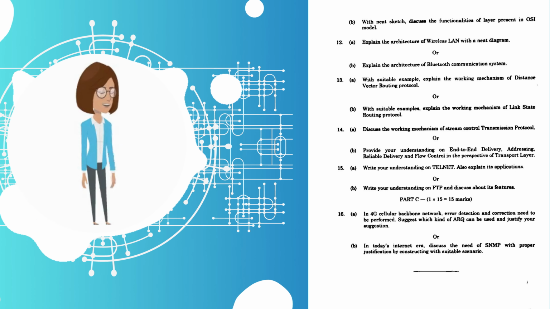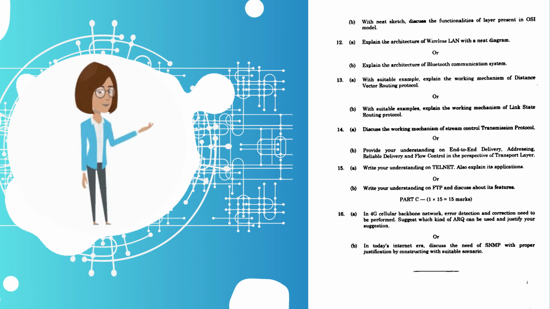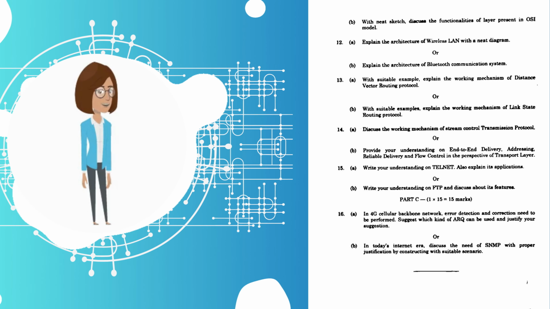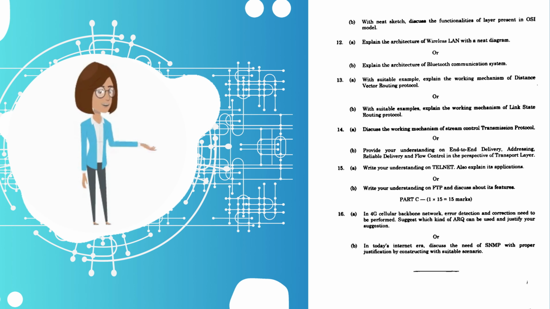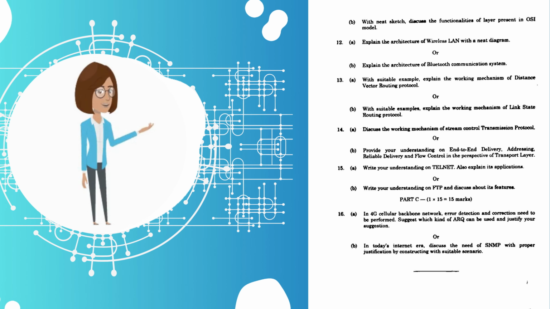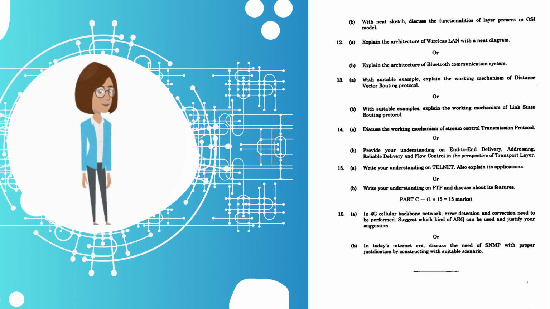13a. With suitable example, explain the working mechanism of distance vector routing protocol. Or B. With suitable examples, explain the working mechanism of link state routing protocol. 14a. Discuss the working mechanism of stream control transmission protocol. Or B. Provide your understanding on end-to-end delivery, addressing, reliable delivery and flow control in the perspective of transport layer. 15a. Write your understanding on Telnet. Also explain its applications. Or B. Write your understanding on FTP and discuss about its features.